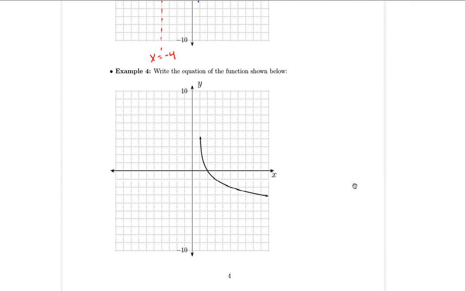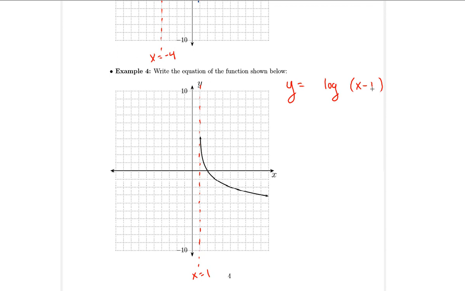All right, let's do one more here. It looks like a vertical asymptote at x equals 1. So we pencil that in. And so that means that whatever's going on here, I'm going to have the log of something, but I should have x minus 1 in the argument of the function. So that shifts it over to the right one.